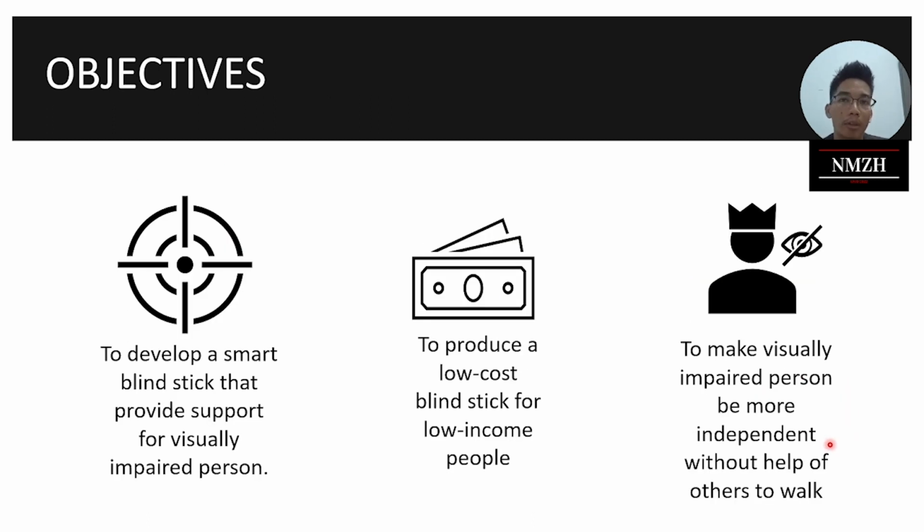The objective of the project is to develop a smart blind stick that provides support for a visually impaired person, especially to produce a low-cost blind stick for low-income people. And also, the objective is to make visually impaired person be more independent without help of others to walk around.